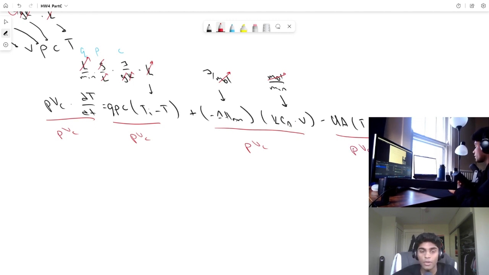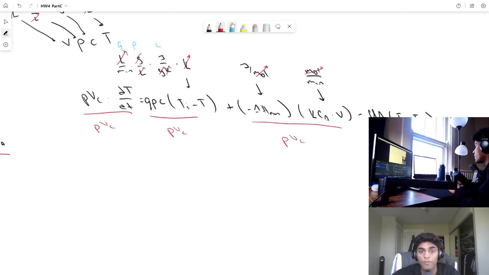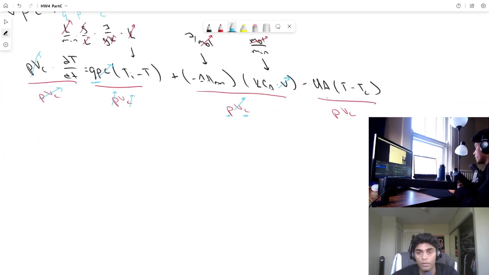I keep calling that P, but it's really rho, so that's incorrect of me, at least. So these cancel out. Our rho and specific heat cancel out. So we are just left with Q. Our volumes cancel out. So we have rho and C on the bottom. And over here, nothing cancels out.